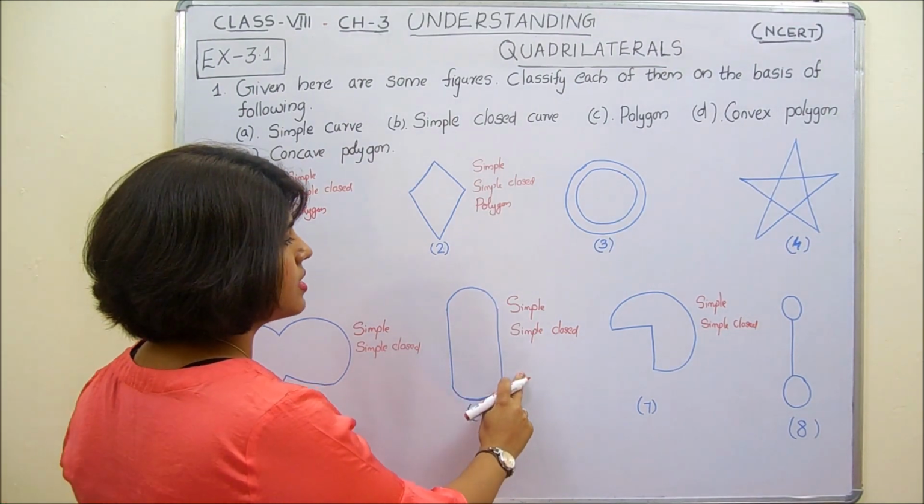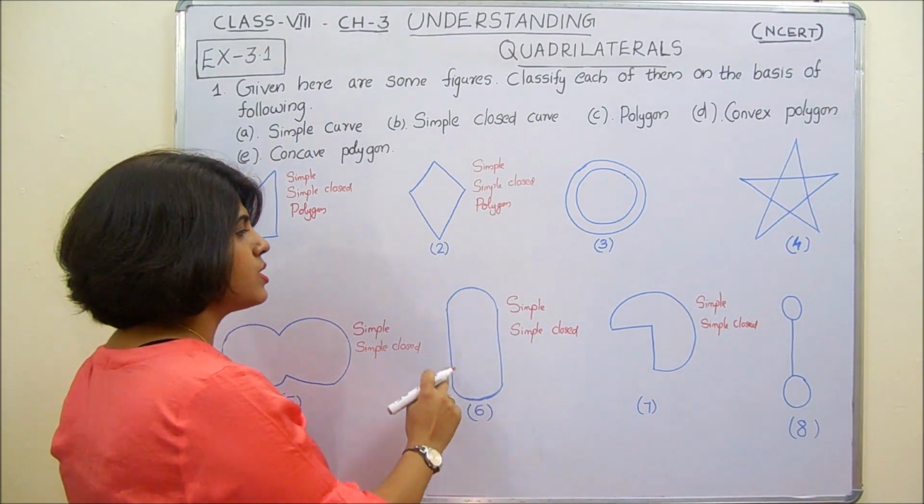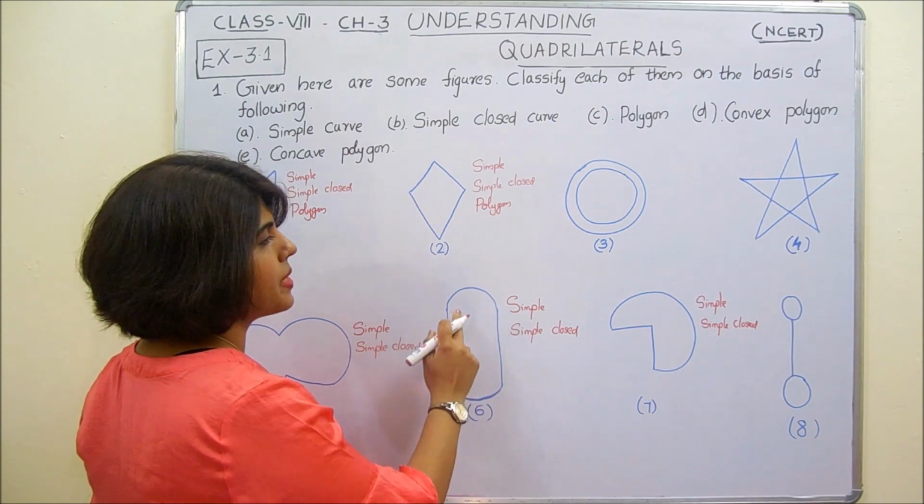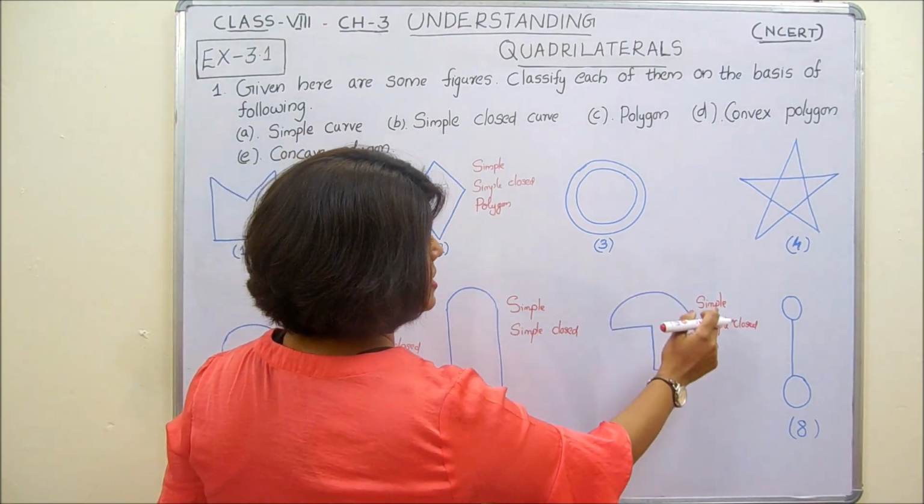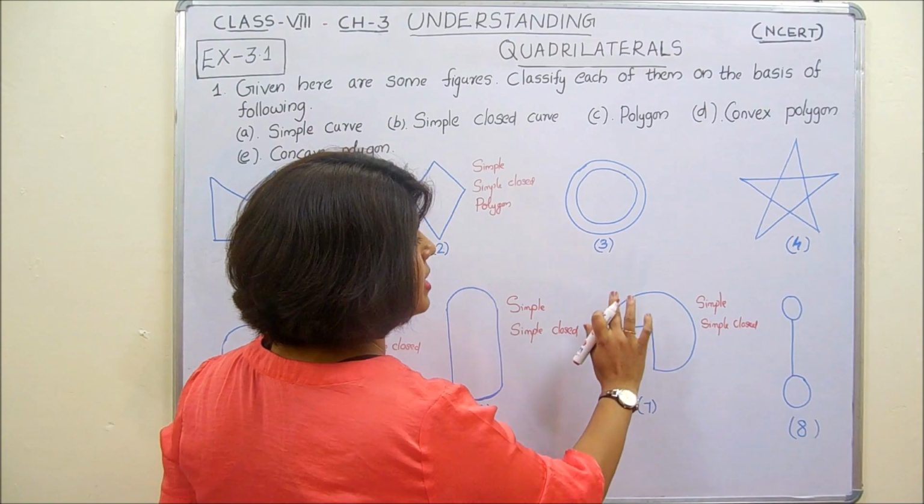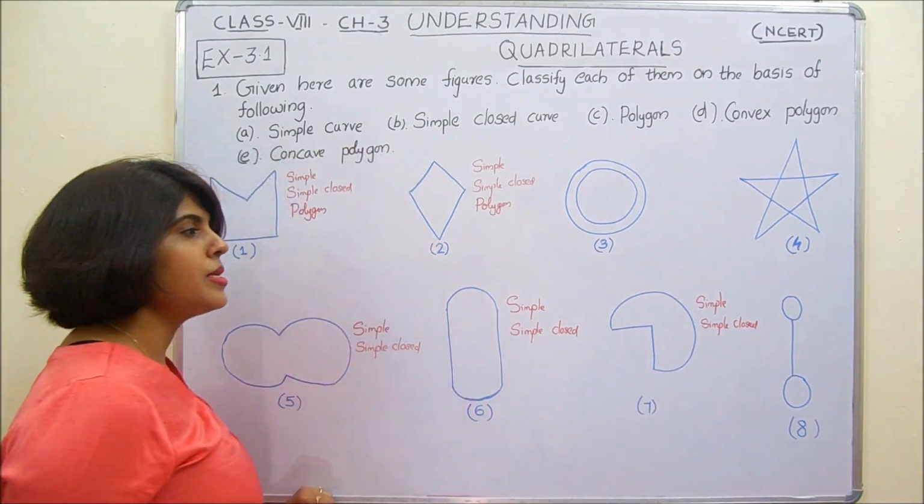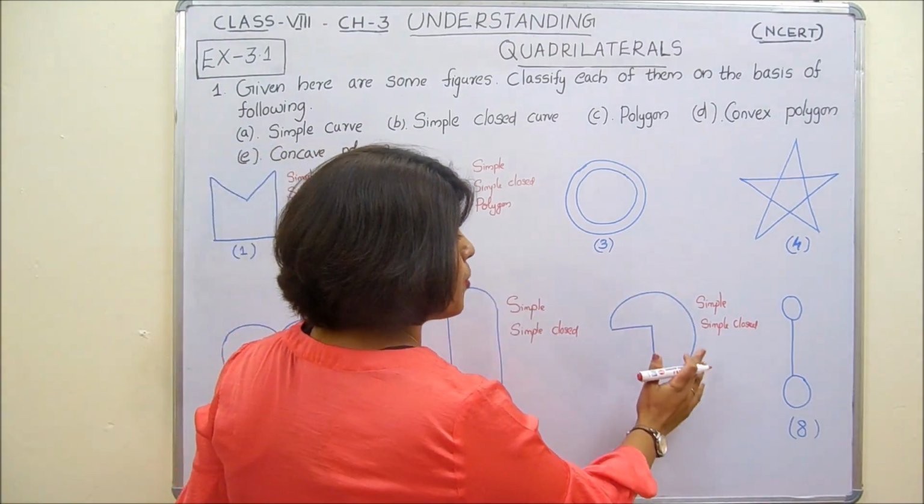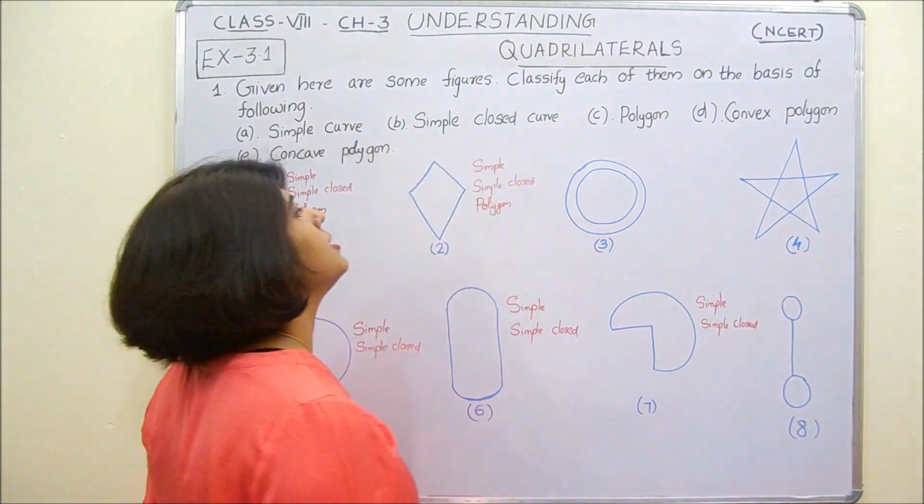And what about this? This is a simple closed curve, but it is not made up of line segments. This also is the same, that is, a simple closed curve, but it is not made up of line segments, so it is not a polygon. This is also not a polygon.